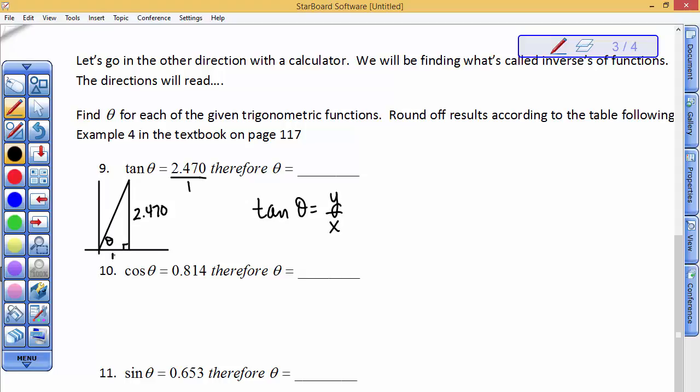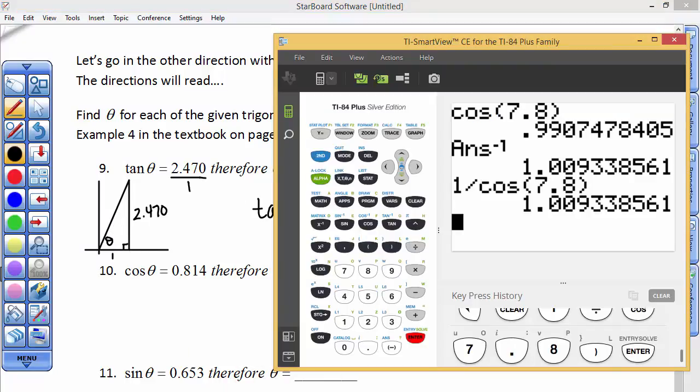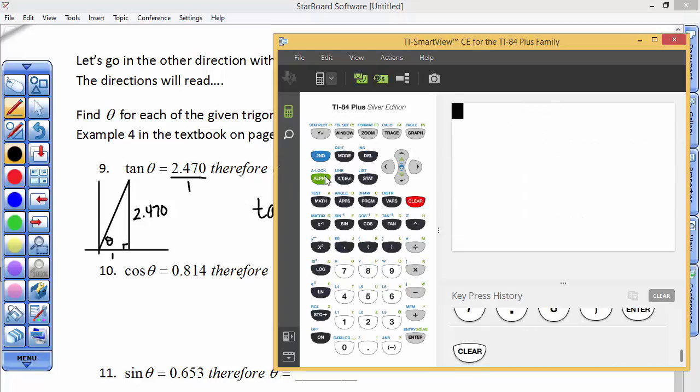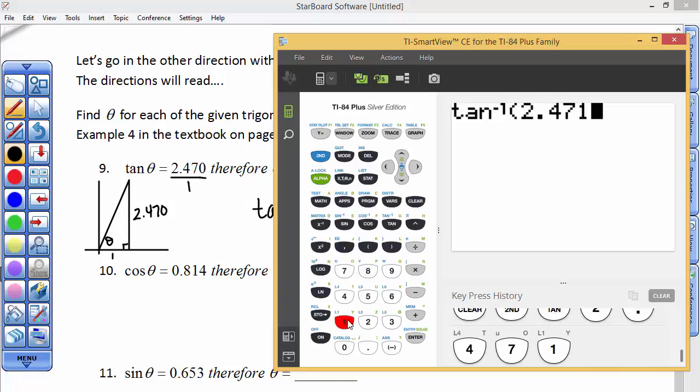So if this is really 2.470 when this is 1, I'm going to go ask my calculator what the size of this angle is. I think it's bigger than 45 degrees. I think it's bigger than 65 degrees. I don't know, maybe. Let's just go ahead and find it. So when I want to know the size of an angle and I'm given the ratio, I don't hit the tangent button directly. I go second tan. That's how I tell the calculator.